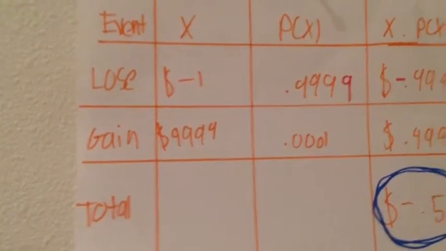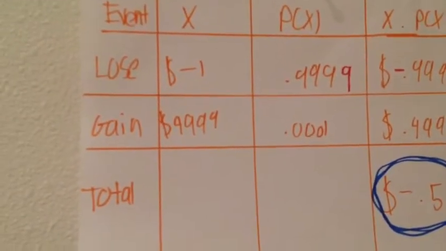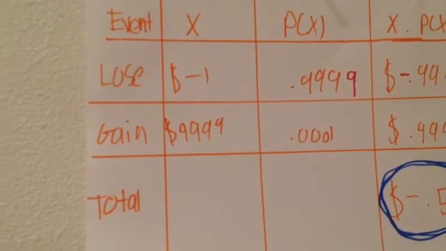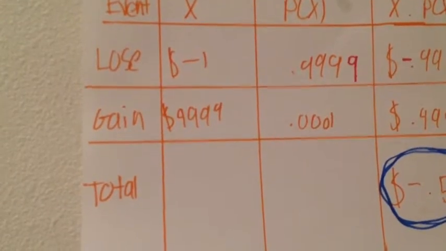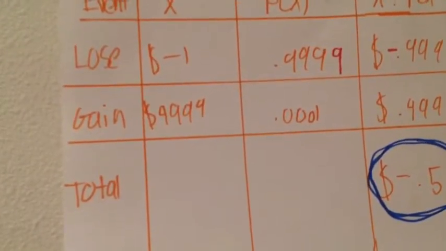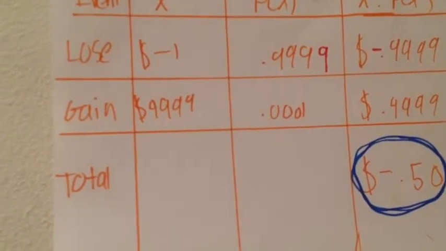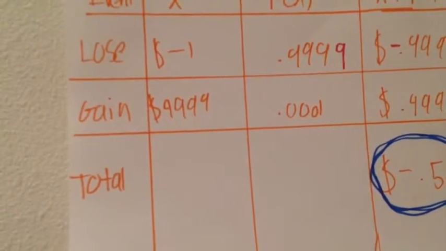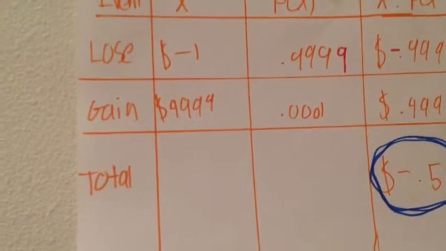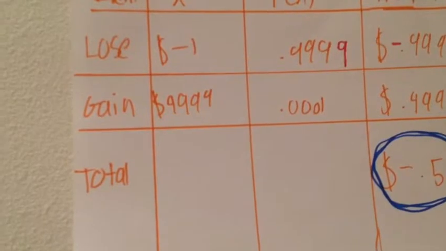Next is P of X, which is the probability of winning and losing. The probability of losing is very high, 0.9999, and the probability of winning, gaining money, is 0.0001.